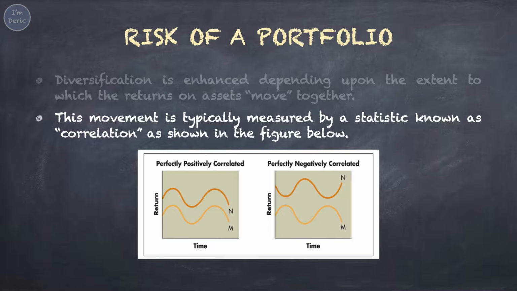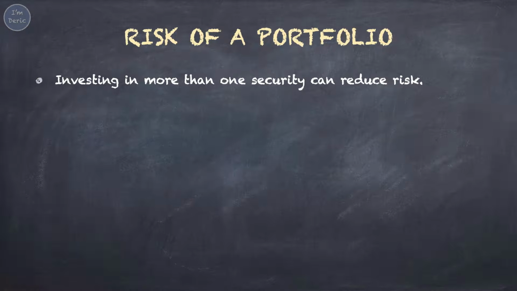If two investments are moving together, going up and down together, they are positively correlated. But if one is going up while the other is going down, they are negatively correlated. Only when two investments are negatively correlated will they reduce the overall risk. Generally, investing in more than one security can reduce risk.